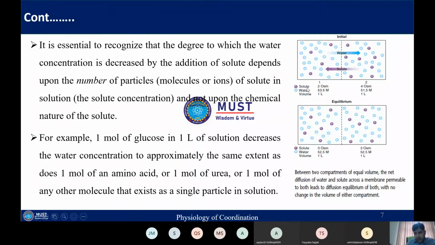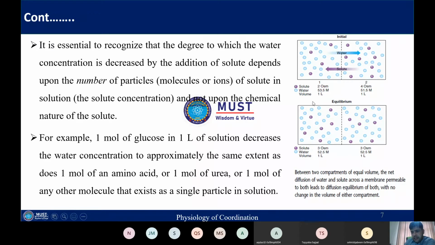So here in this example, we have solute, and the concentration of the solute is 2 osmol, and we have water. The concentration of the water is 53.5 molar. This is the concentration of the water. And in compartment 2, the solute concentration is 4 osmol, and the water concentration is 51.5 osmol, or 1 liter. So these are two compartments of equal volume. This is compartment 1 and this is compartment 2. So from this compartment, the solute molecules will move to compartment 2.